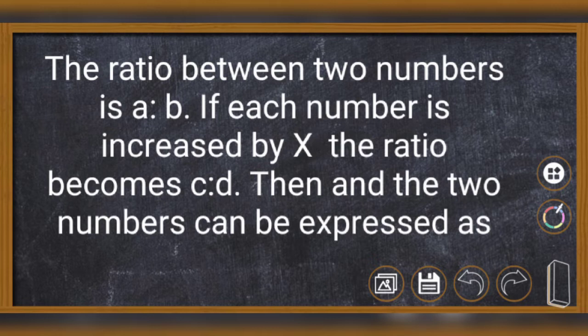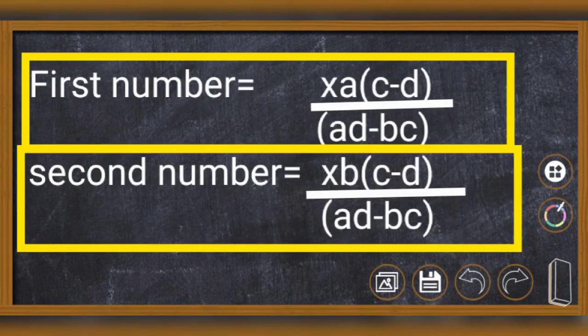The ratio between two numbers is given, A is to B. If each number is increased by x, the ratio becomes C is to D. Then the two numbers can be expressed as follows. Here the initial ratio of the numbers and the final ratio of the numbers is given, and each number is increased by x. So what is the equation?